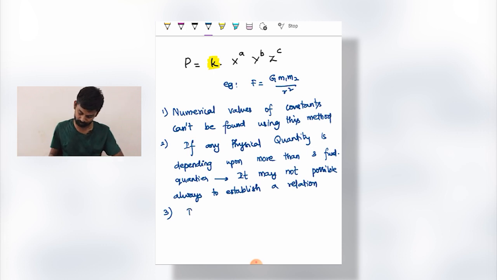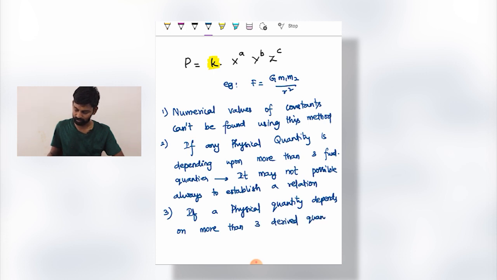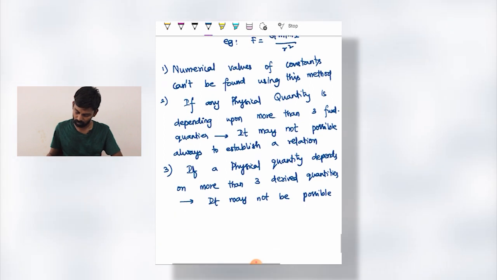So if a physical quantity depends on more than 3 derived quantities, then it may not be possible always to establish a relation.